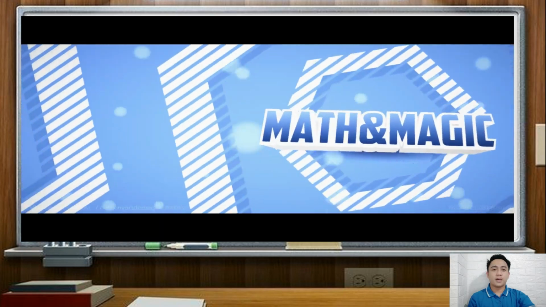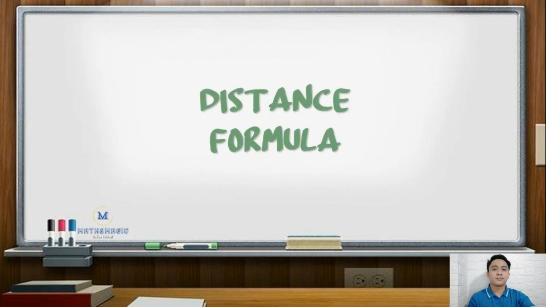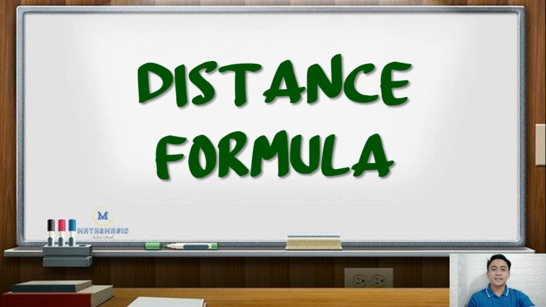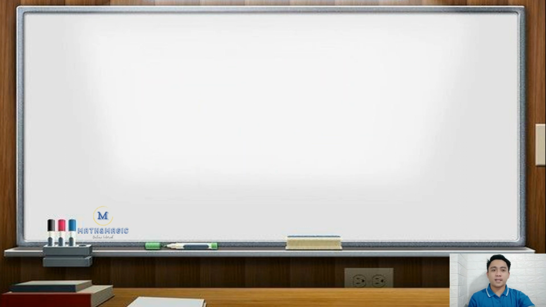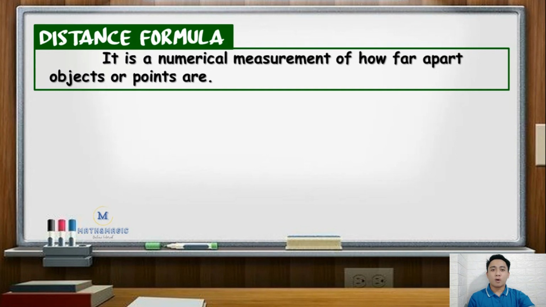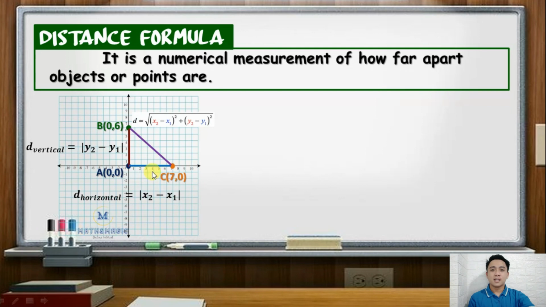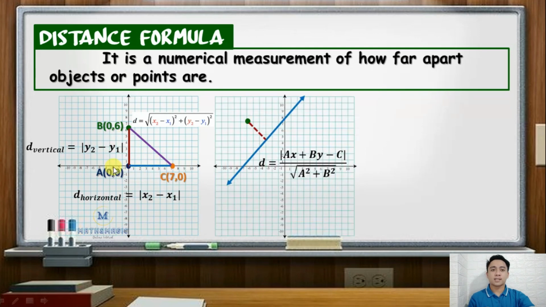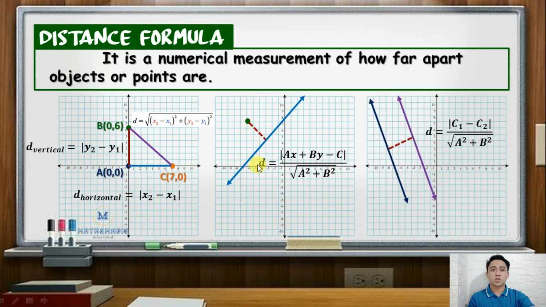For today's video, I will discuss the distance formula. To begin with, we see that a line segment on the coordinate plane contains two endpoints. The coordinates of these points can help us find the length of a line segment. Moreover, there are three distance formulas that we can use. The first is for determining the distance between two points. The second is for finding the shortest distance of a line from a point. And the third is for finding the shortest distance between parallel lines.